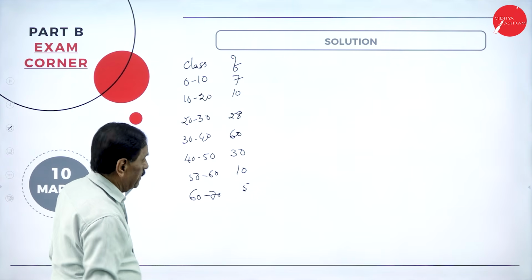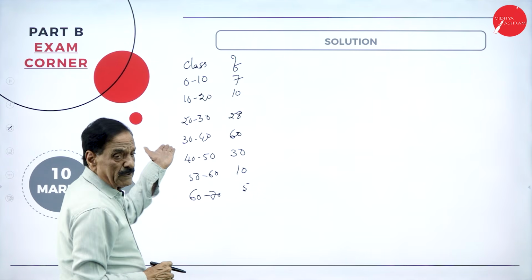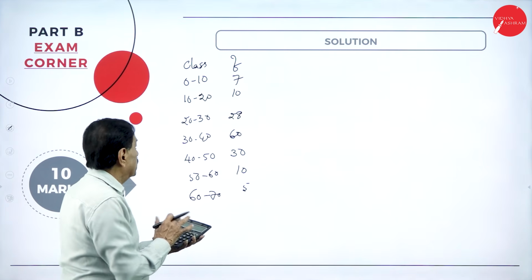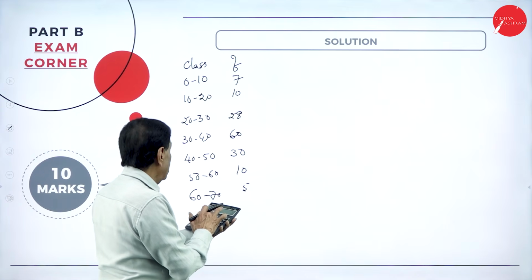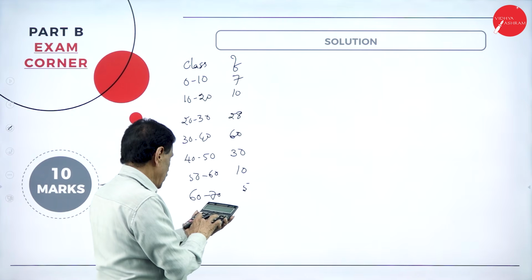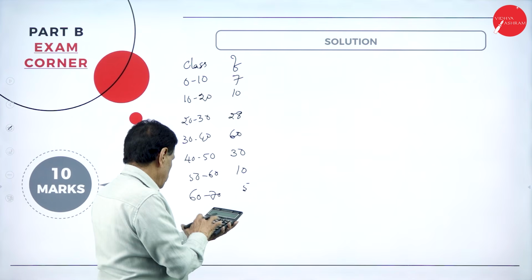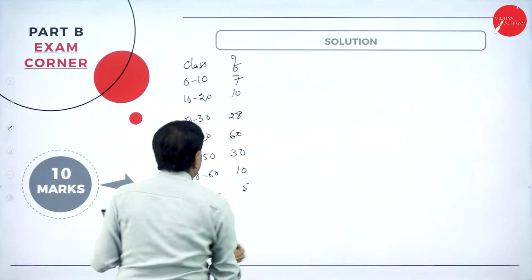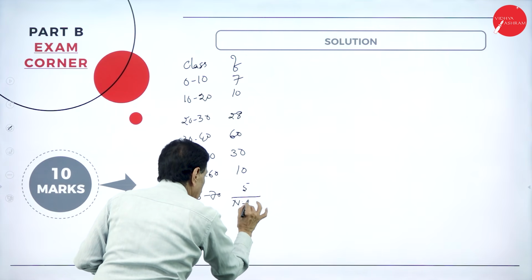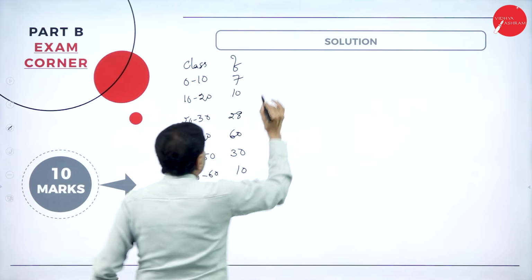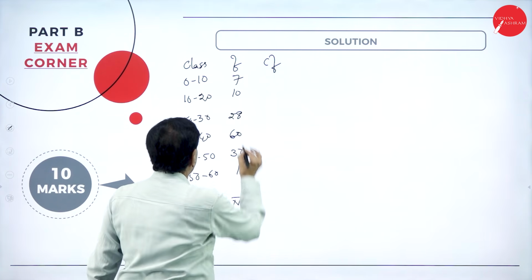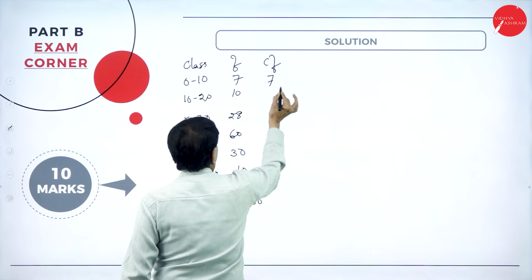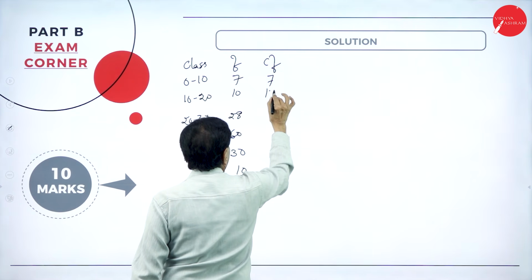First, you add the frequency, then convert frequency into cumulative frequency. First number 7 plus 10 plus 28 plus 60 plus 30 plus 10 plus 5, 150. N is equal to 150. Now, CF means cumulative frequency. What is the first number? 7. For 7, 10 should be added, 17.